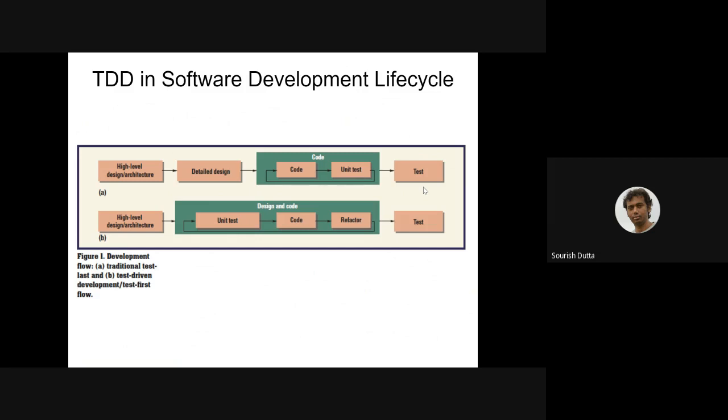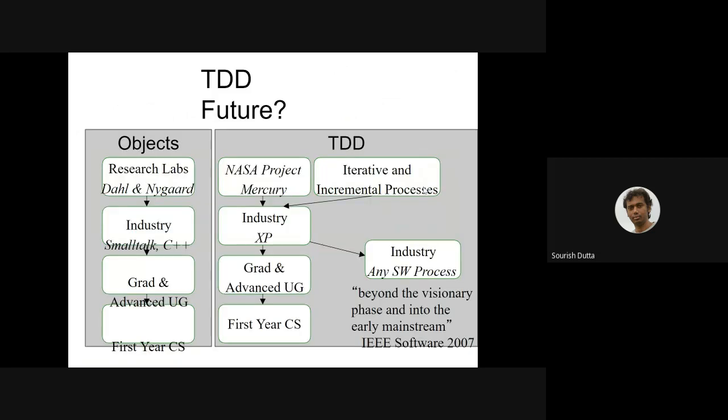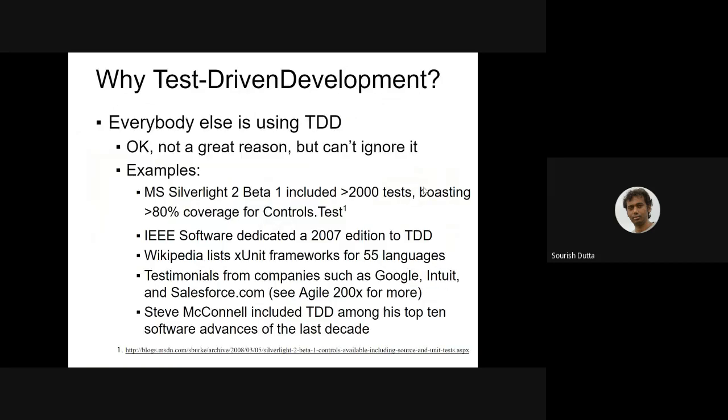Here, in the modified SDLC, you get the high level design or architecture. Rather than creating a detailed design document, you use your tests as the design and coding phase. So you write your unit test cases, which drive your design and the coding implementation. Then you do the refactoring, and then you add the next unit test, and so on. So that's how TDD modifies the SDLC lifecycle when you apply it. We can skip this one.